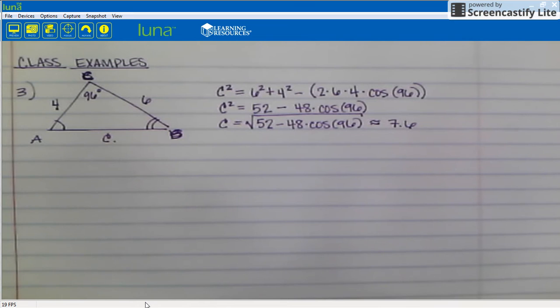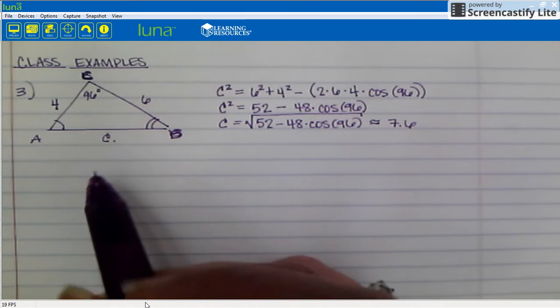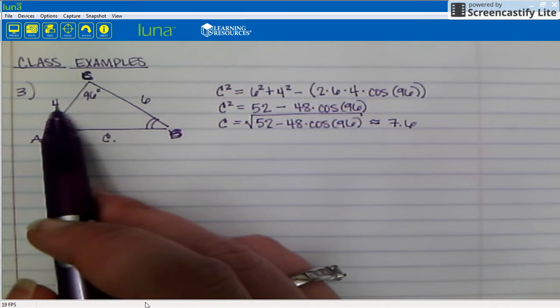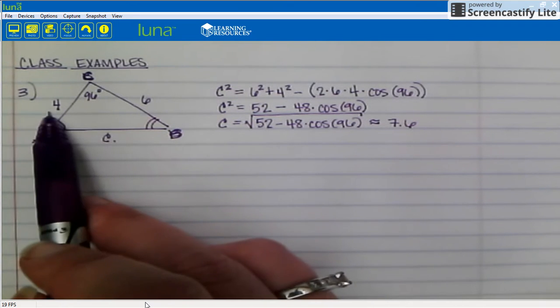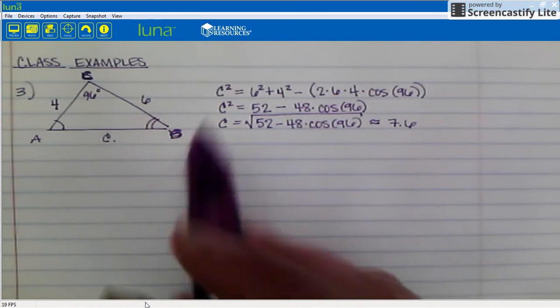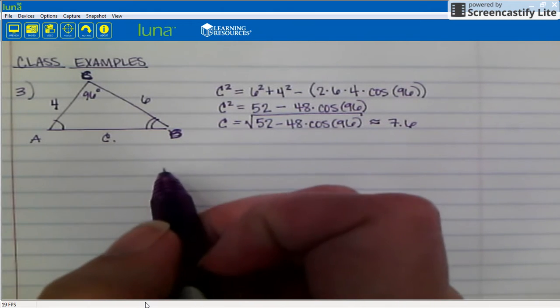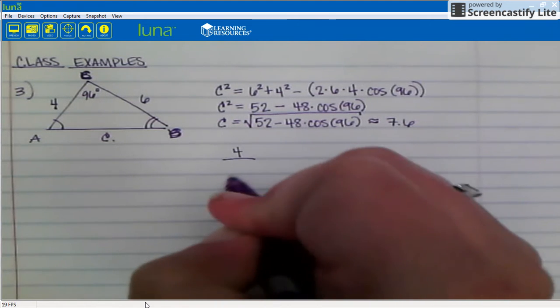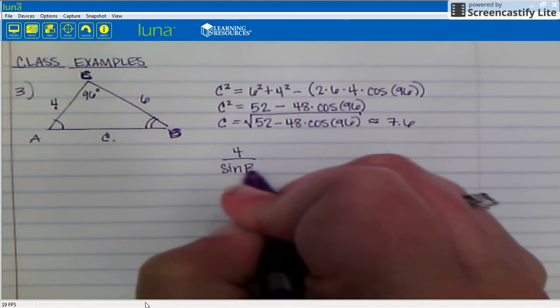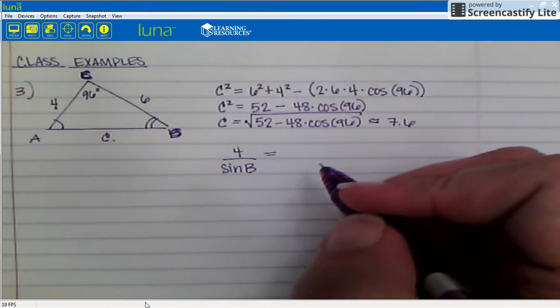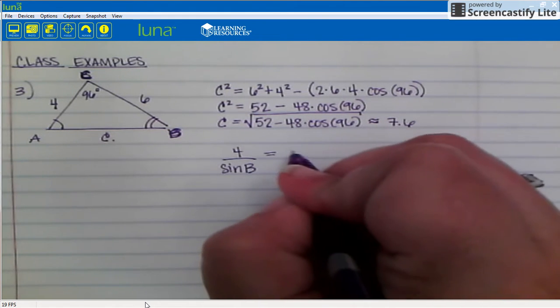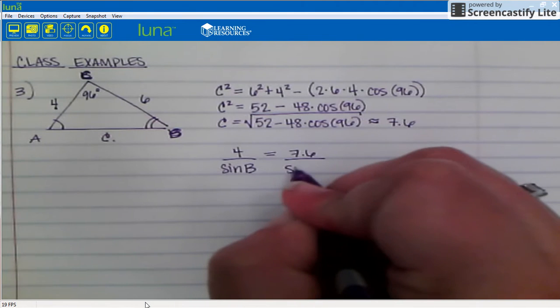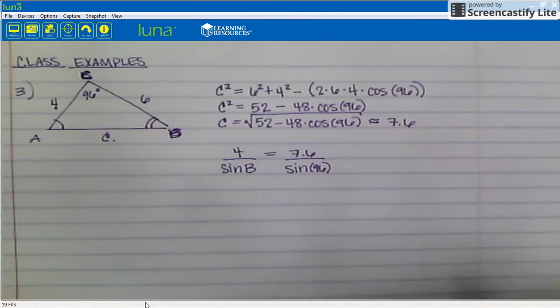And then it goes on to say you need to use the law of sines in order to solve for your missing angle measures, or for one of them. If you solve for the angle opposite the shortest side, then we're going to solve for angle B. So when I use the law of sines, I'm going to have 4 over the sine of B is equal to 7.6 over the sine of 96.